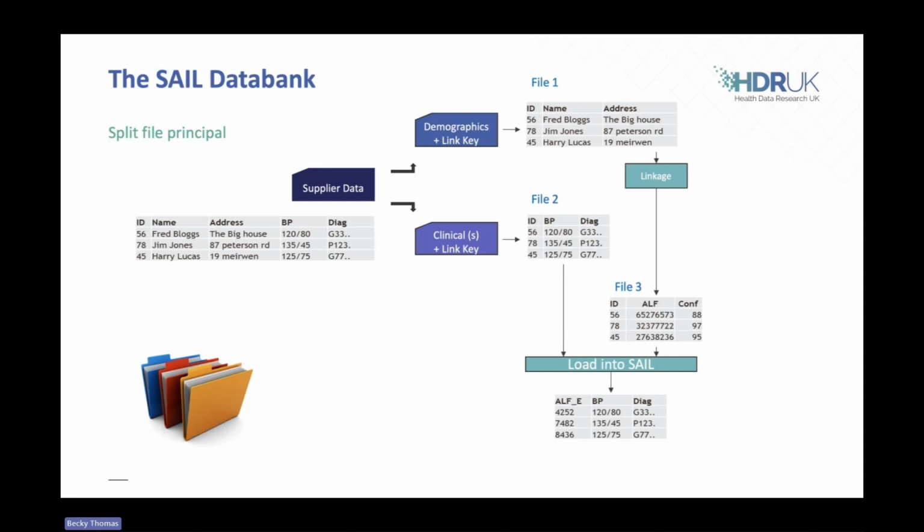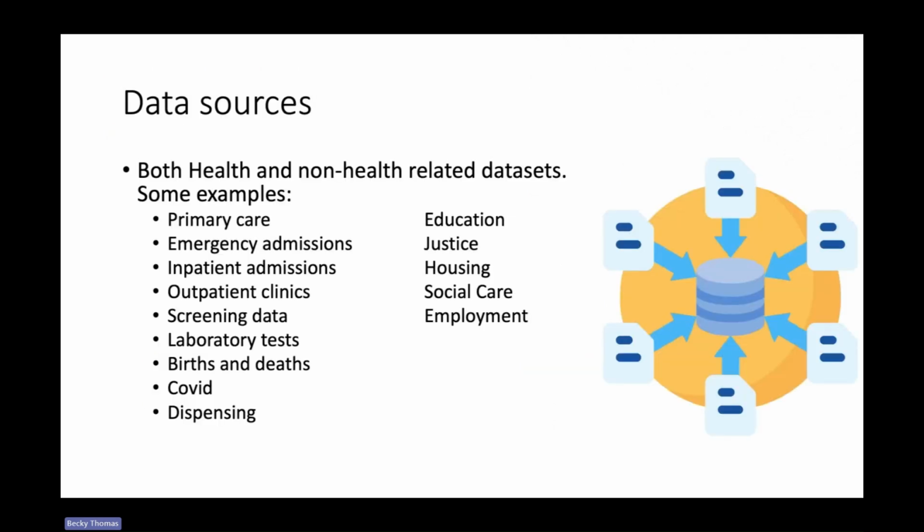You won't see the unique ID. So it is anonymized data. It's anonymized a few times, but other people are better to give talks about that. Here's an example of some of the data sources that we hold in SAIL, but there are absolutely loads of different data sources. So I've just picked out some of the examples that are well known.